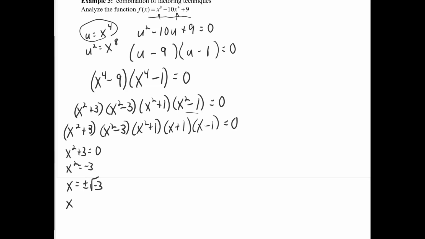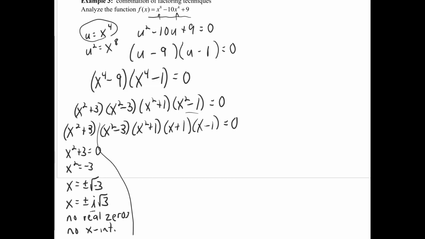That's really saying x is plus or minus i times rad 3. And that's not a real number that we can actually graph. That's why when we're looking at zeros, we're always looking for real zeros. There's no real zeros here, which means that there's no x-intercepts, because real zeros and x-intercepts are the same thing. Okay, so that first factor did not get us any real zeros.